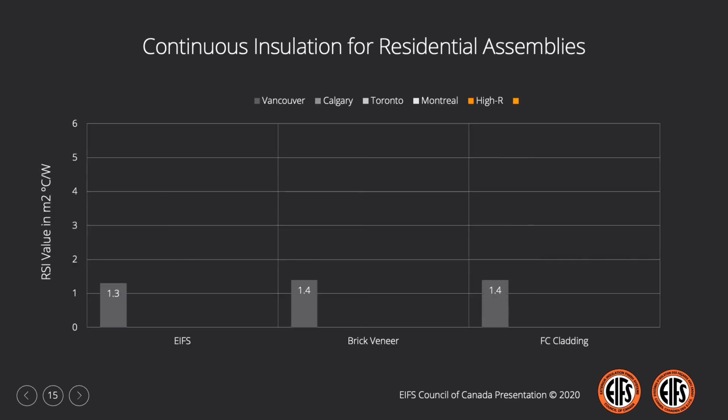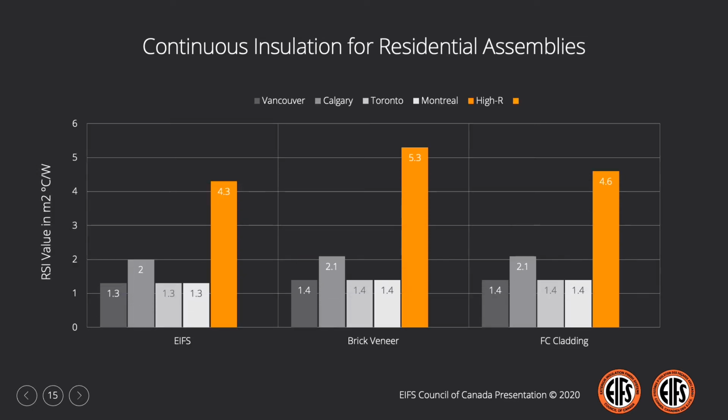In summary now, for the residential assemblies, we have RSI values of approximately the same for eaves, brick veneer, and fiber cement cladding in our 4 subject cities. Where we do see some differences in the required CI to achieve our high R values: 4.3 for eaves, 4.6 for the fiber cement cladding, and an RSI value of 5.3 for the brick veneer.